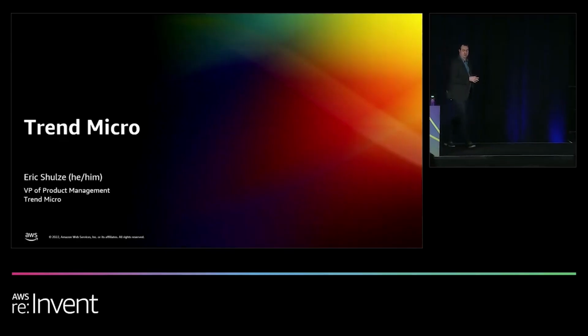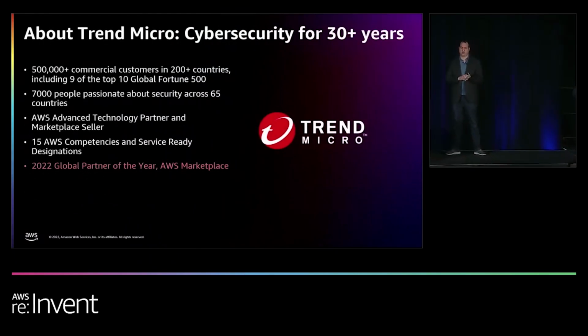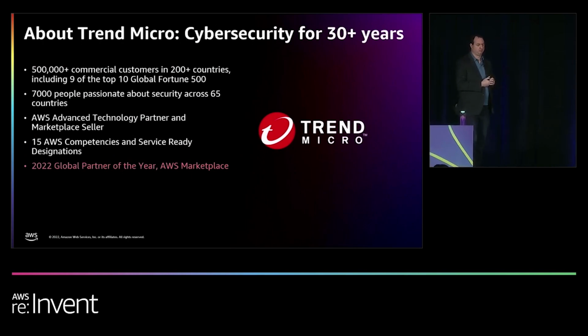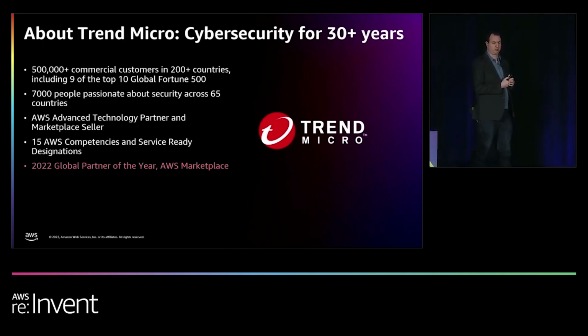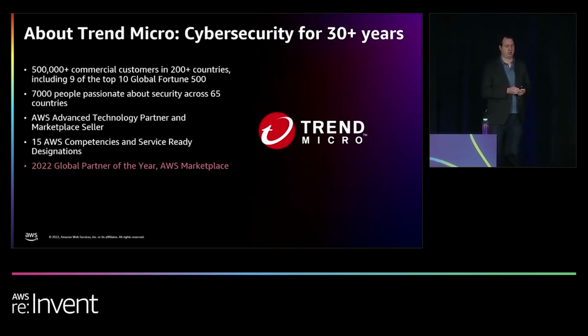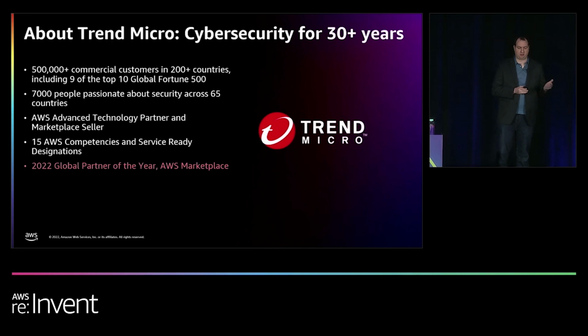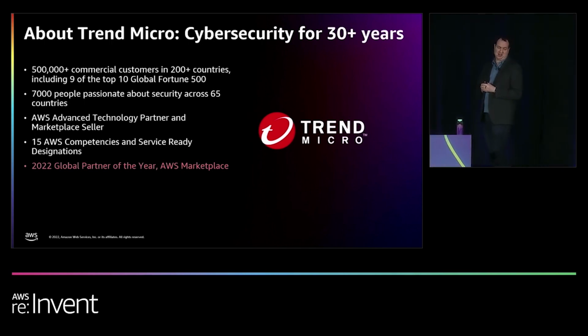So my name is Eric Schultz from Trend Micro. If you haven't heard of Trend Micro before, we are a cybersecurity company. We've been in business about 35 years now. 500,000 plus customers globally in 200 plus countries, including pretty much the majority of the Fortune 500 globally in some way, shape, or form. We're about 7,000 plus people globally, so we are very well distributed across the globe. And then we've got a number of accolades and competencies that we've worked very closely with AWS. And the last one that we just added yesterday, this year AWS recognized us as the global partner of the year for AWS Marketplaces.